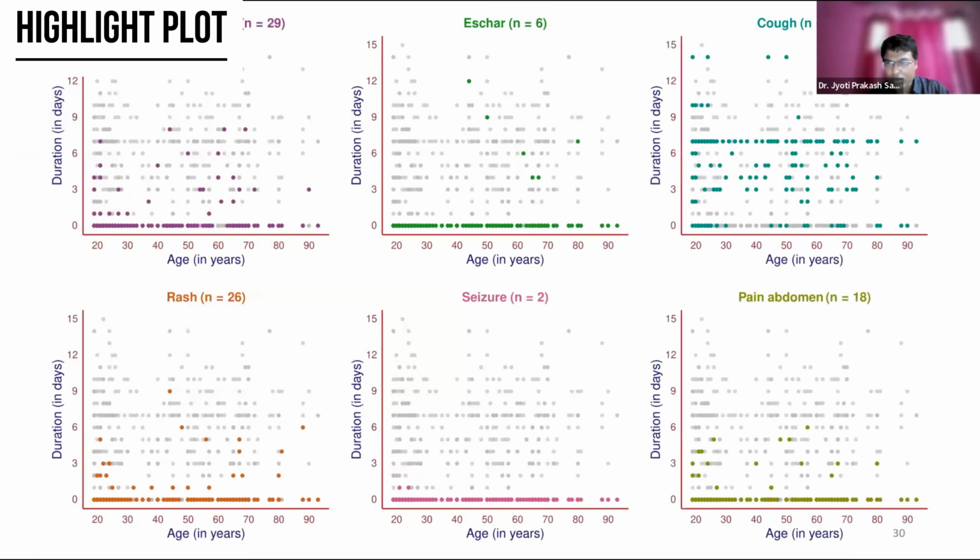And this is the highlight plot for the same study, for the same symptoms and same participants. All participants were there. Only those who had lymphadenopathy are highlighted in the first plot. 29 participants had lymphadenopathy. So here are their age and the duration of the symptoms. Only those participants having lymphadenopathy were highlighted. Next is the eschar formation, the cough. Likewise, this is a highlight plot. All samples or variables are there. We just have to highlight the required point or required parameter.